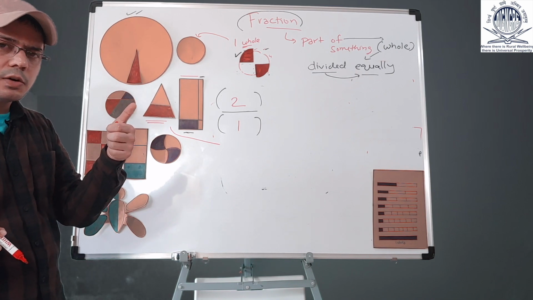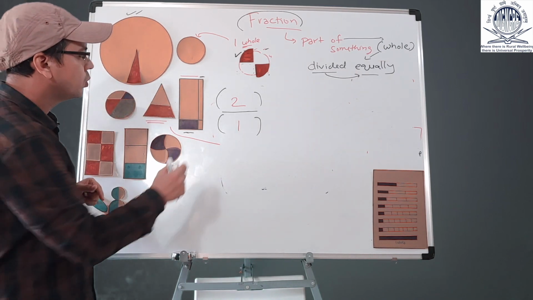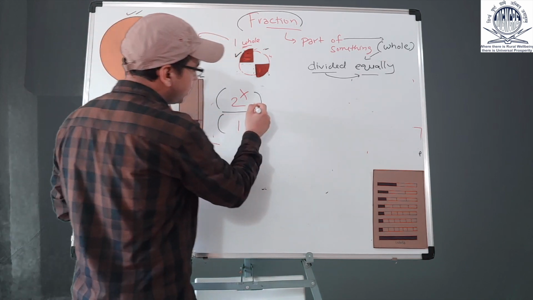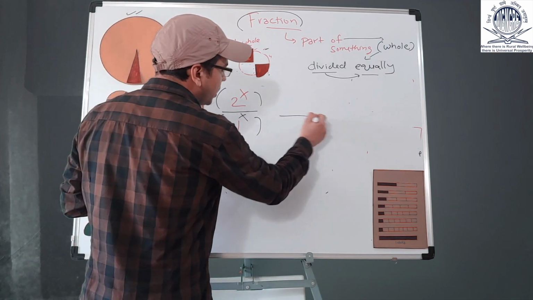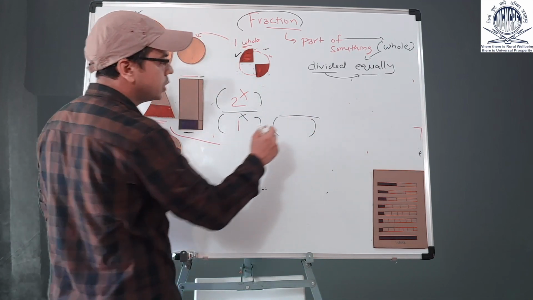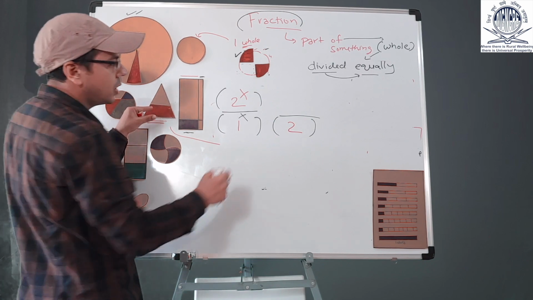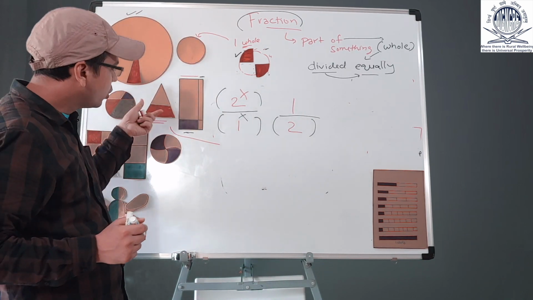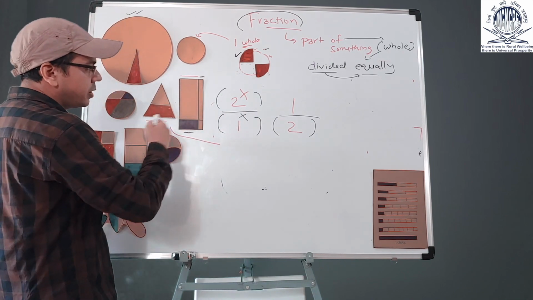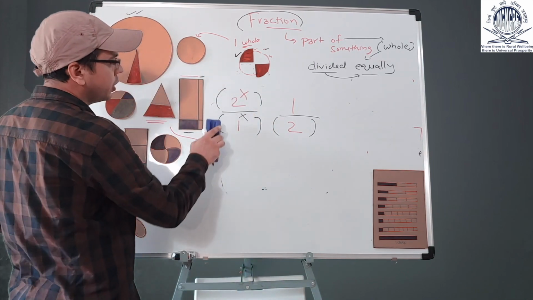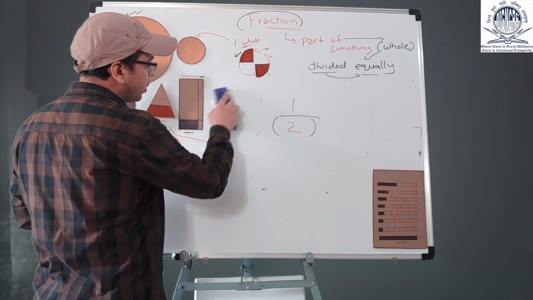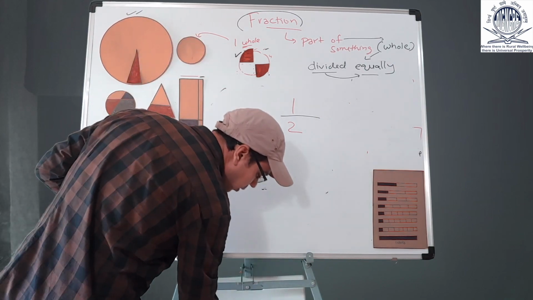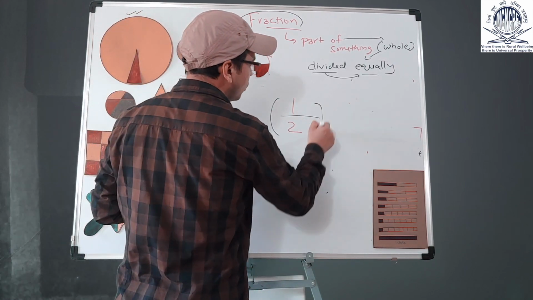Somebody said wrong. Why? Because, oh, this is wrong because the total portions will come below. So instead of writing this way, we will actually write the total portions below, which were 2, and the selected portions above. So this is a common mistake we make. Please don't do that. Put the total below. Now, considering that we are putting the total below and the selected above, is it actually 1 by 2?